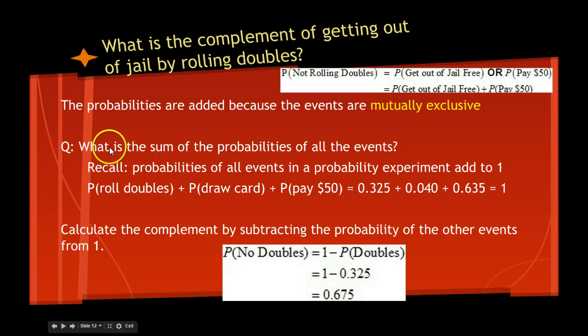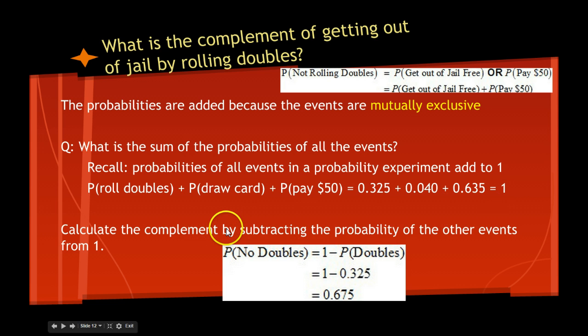Now let's ask the question, what is the sum of the probabilities of all the events? So that's the total sample space. So the probabilities of all events in a probability experiment do add to 1. If they don't add to 1, it means that you're missing an event or you've got rounding errors. So the probability that you roll doubles plus the probability that you draw a card plus the probability that you pay $50 is going to equal 0.325 plus 0.040 plus 0.635 equals 1.